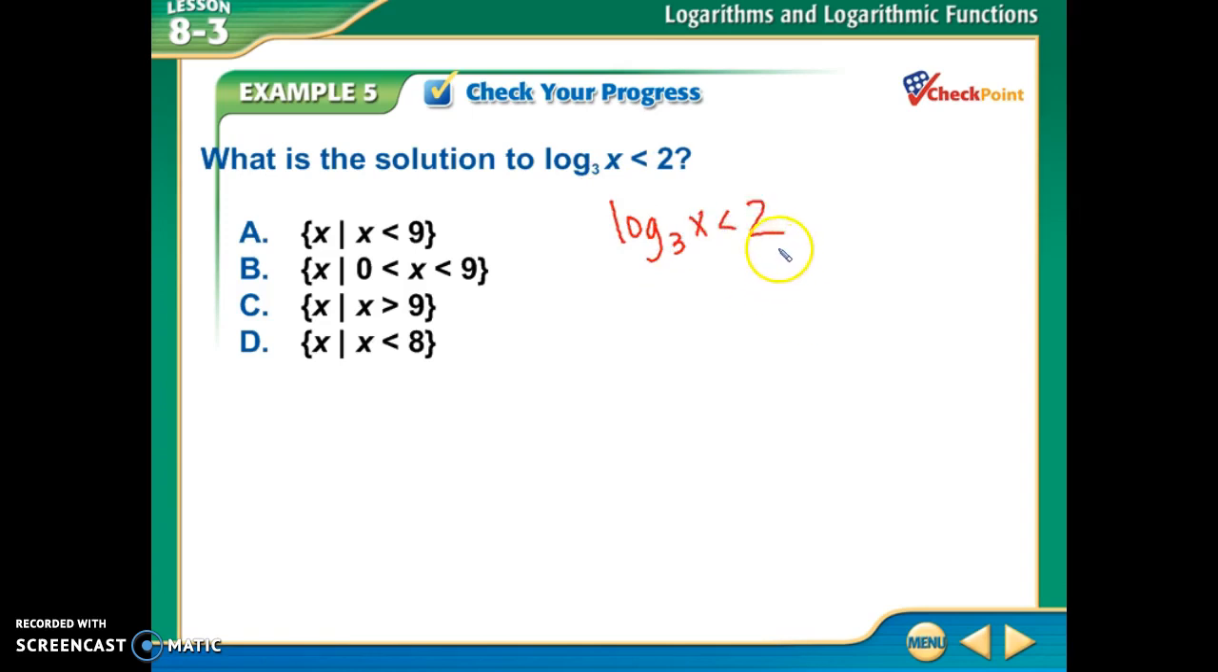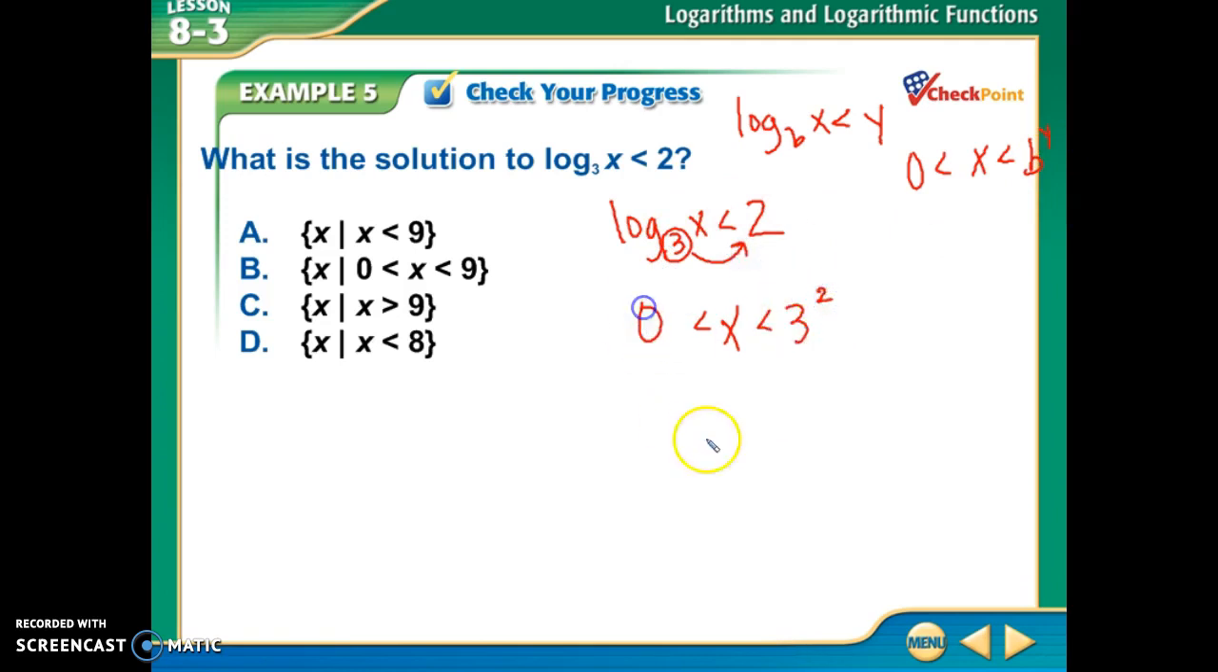Alright, so this is my less than sign, which means that if I have log base b of x less than y, it's going to be 0 less than x less than b to the y. So that x is going to go in the middle. So I'm going to go ahead and put my x in the middle. And then b to the y, that's going around the world, so that's my base to the exponent, so 3 squared and 0. 0 comes down, 3 squared is 9, so x has to be between 0 and 9.